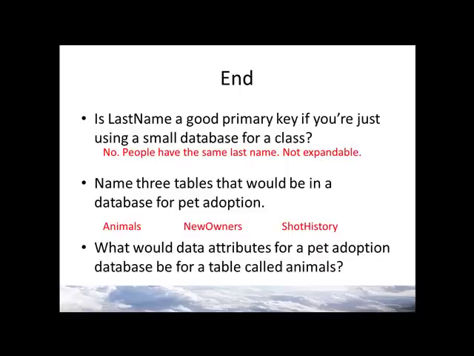What would the data attributes for a pet adoption database be for a table called animals? You can probably think of a lot of things for this table too. The answer I've got is pet ID, the primary key, and maybe you'd list the breed, the age of the animal, name, is it kid-friendly or not, is it friendly to other pets, the color of the fur, etc.